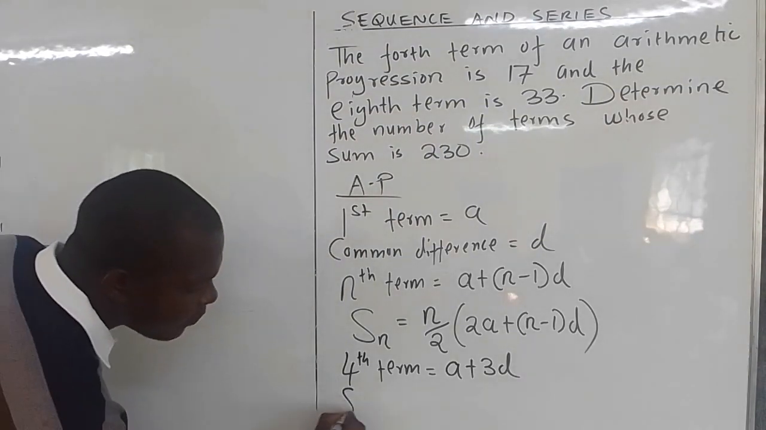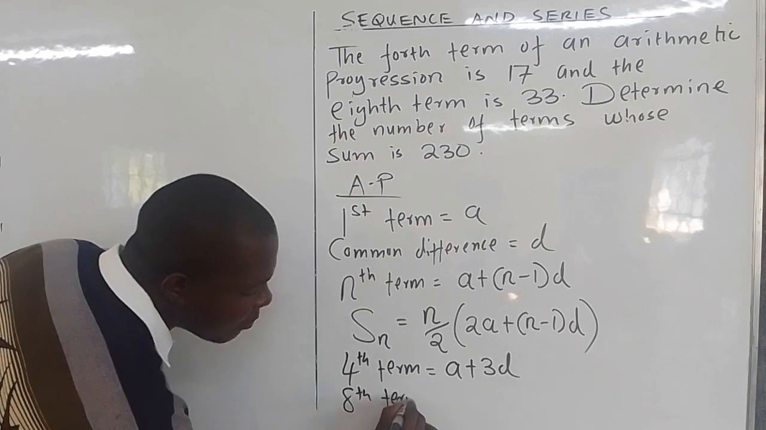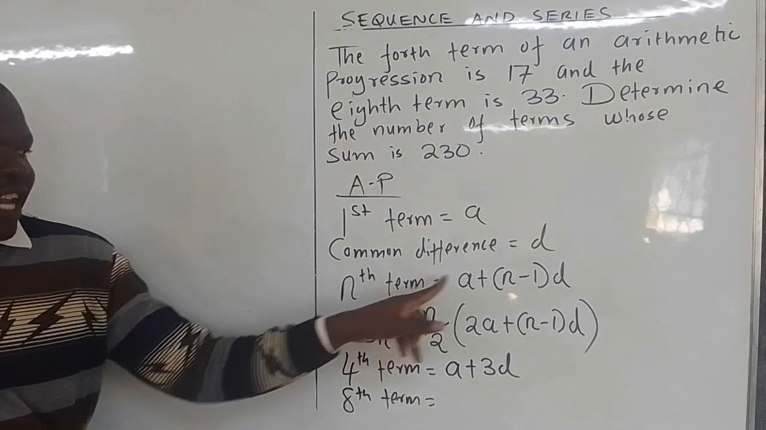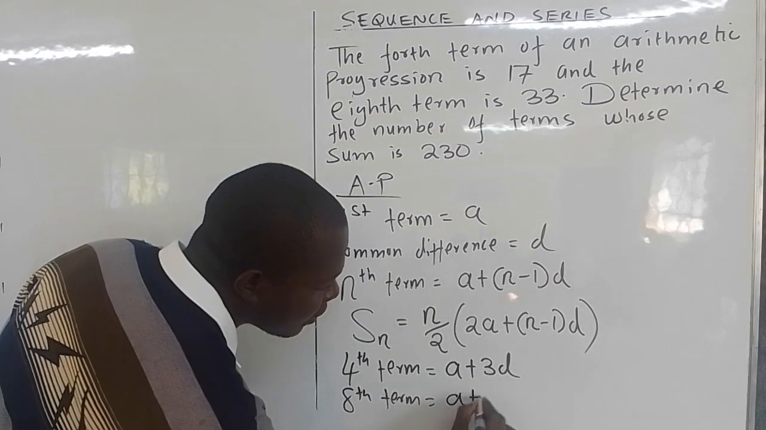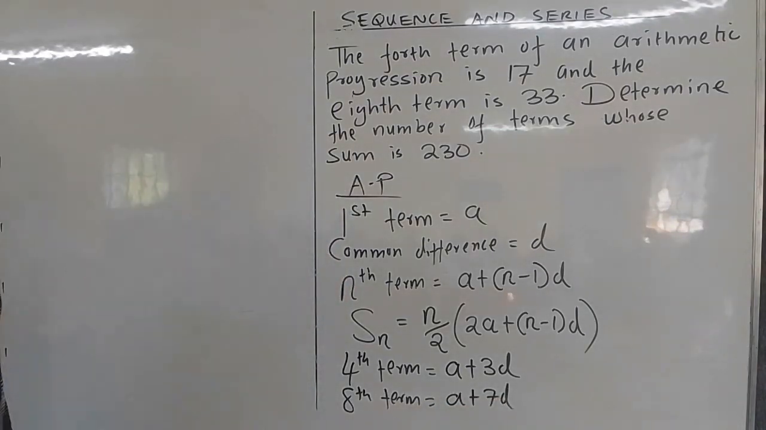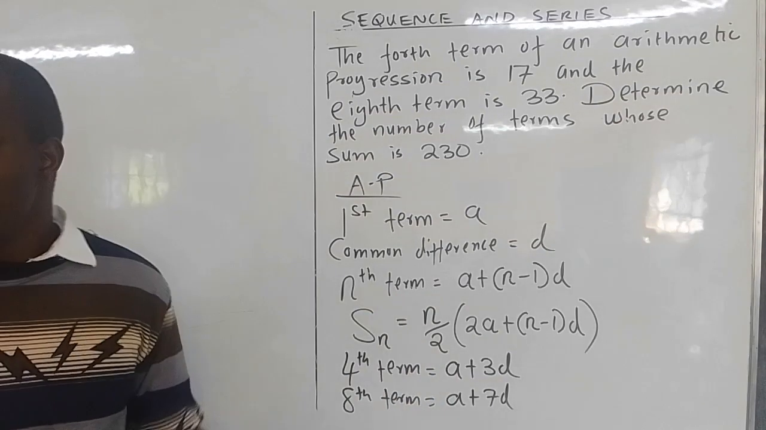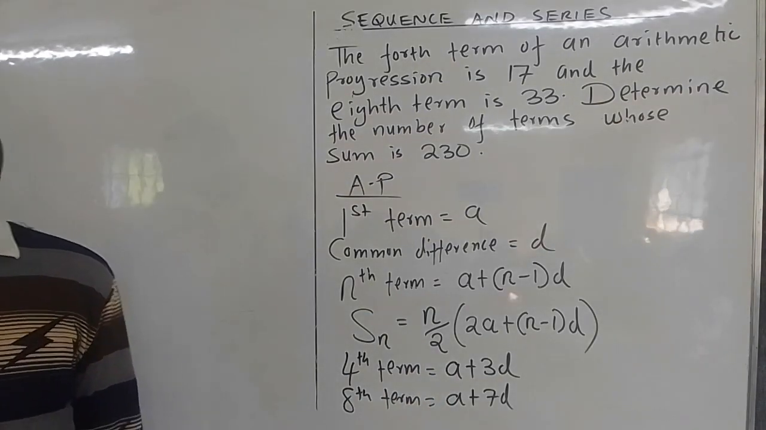The eighth term, when n is 8. So for the eighth term, you put 8, 8 minus 1 is 7. So that is A plus 7D. Is there any other term there? Only those two terms, isn't it? Can we now read the question?